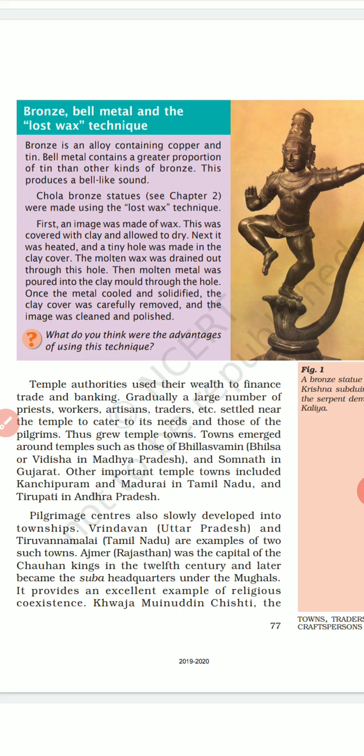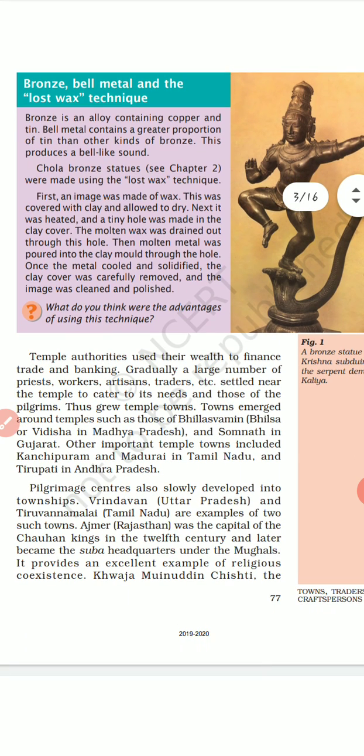Inside that, molten metal was put. The metal was poured into the same hole where the wax was removed. From the same hole, the molten, liquid metal, bronze, was poured inside it. Then the metal was allowed to cool and solidify. After a long period, it cooled and became solid.